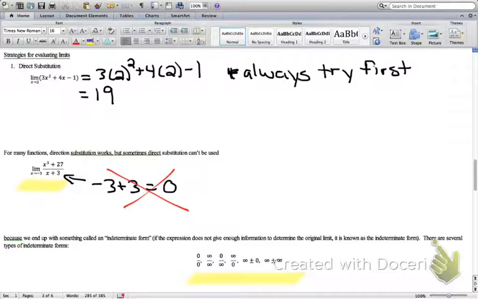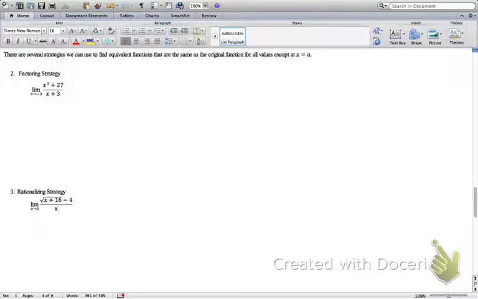So we are going to look at some other strategies that we can use now to be able to solve this type of limit as we looked at above. There are several strategies we can use to find equivalent functions that are the same as the original function for all values except at x equals a. So we're first going to look at our factoring strategy. This is the exact same limit that we were discussing above. So we're going to look at factoring this one here.